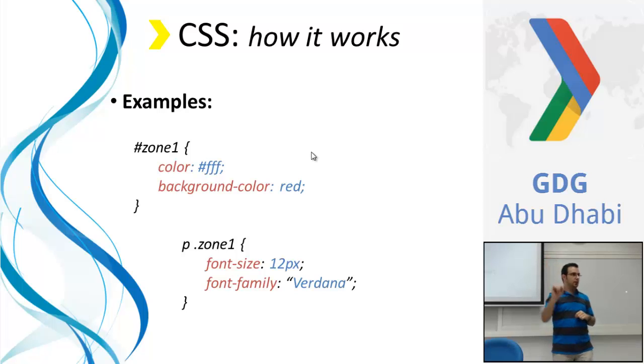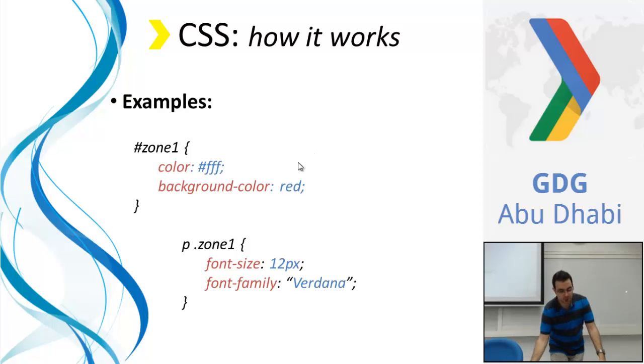Then we have the curly braces, which will contain our properties. So for the zone 1, we have the property color, and we can either give the colors in hexadecimal, or you can give it in RGB or RGBA. So here, by adding hash, then the color itself, that's hex. So in this case, the text color within zone 1 will be white, and the background color will be red.